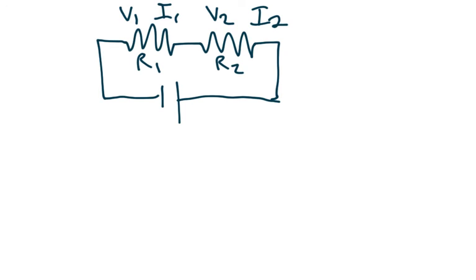So I want to know, is there a formula that we can use to get V1 and V2 or I1 and I2 without thinking too much about it?